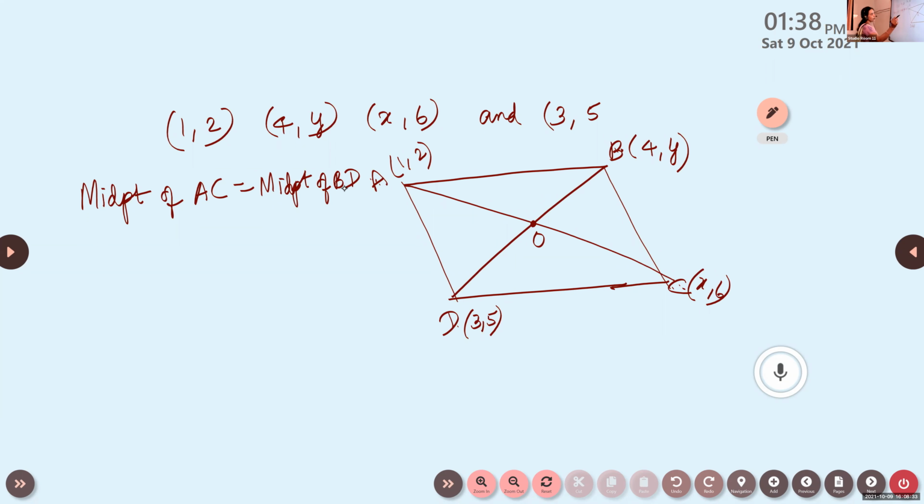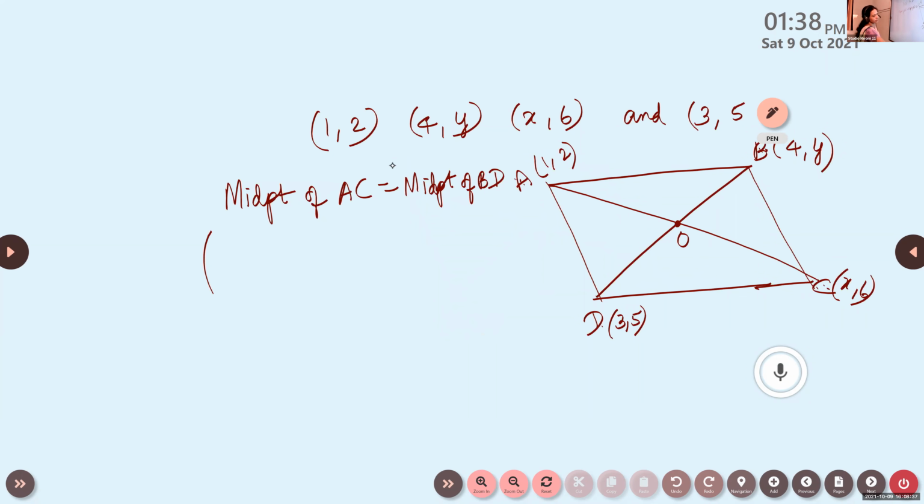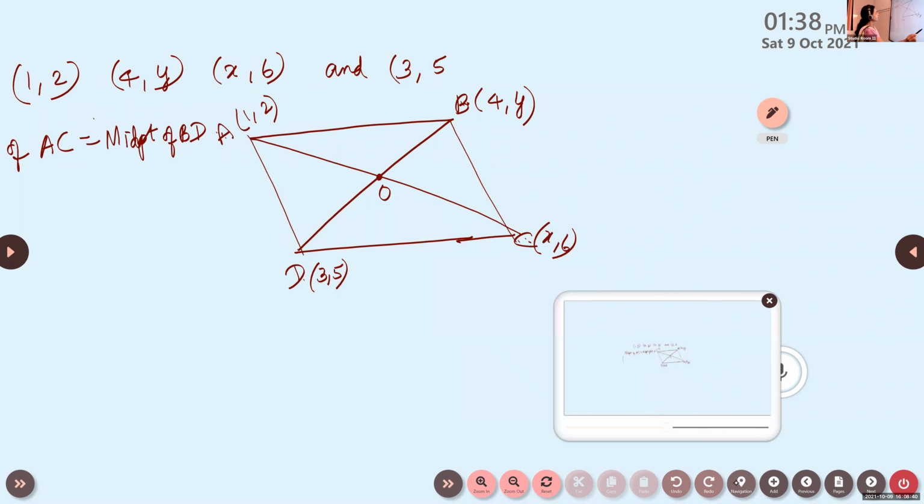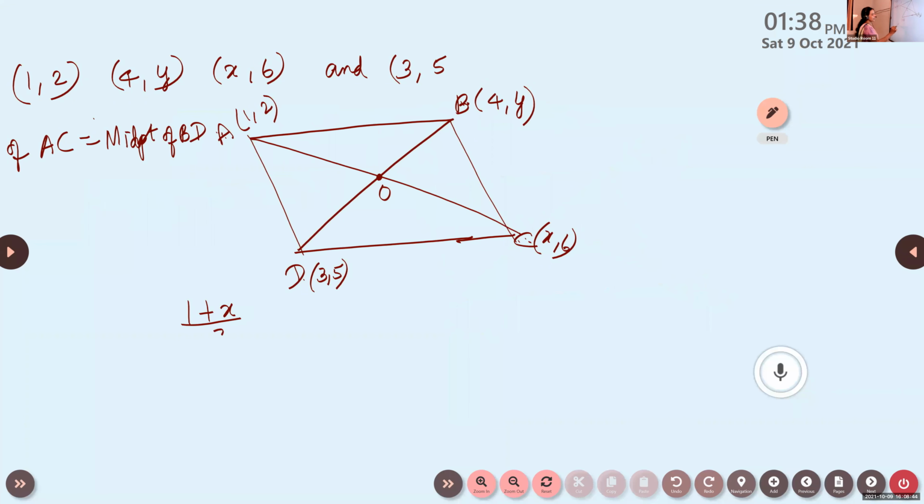To find the midpoint, what is the midpoint of AC? (1 plus x) by 2, add the x coordinates and divide by 2, and (2 plus 6) by 2, is equal to the midpoint of BD: (4 plus 3) by 2, (y plus 5) by 2. Then you solve this. Straight away we can equate.